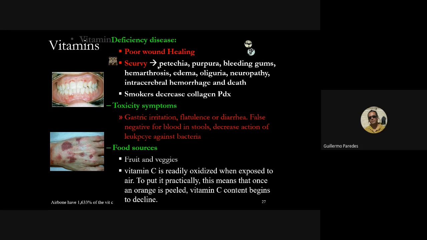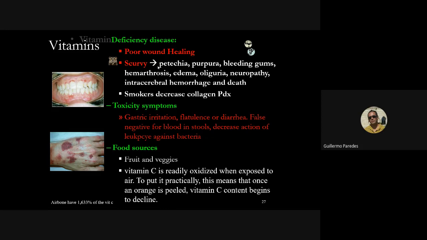Scurvy is a lesion that happens in any place in the body, not only in the skin and the mucosa, but inside the body, in the lungs, in the brain, in the muscles. Everywhere has potential risk for bleeding. Because vitamin C is a potent antioxidant, the vessels will be destroyed and produce this bleeding, and the person dies because of internal hemorrhage, the brain especially, kidney hemorrhage. Any place can be bleeding, scurvy.